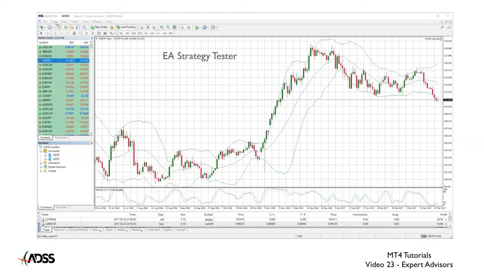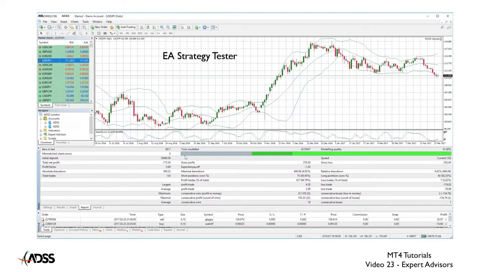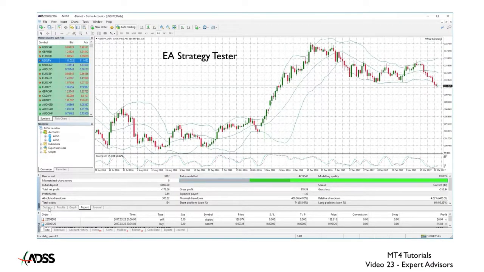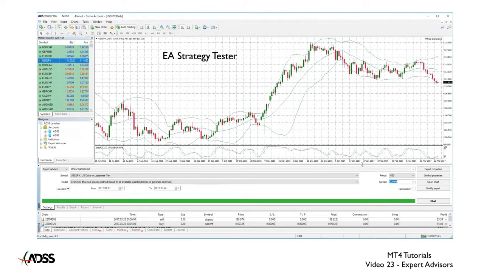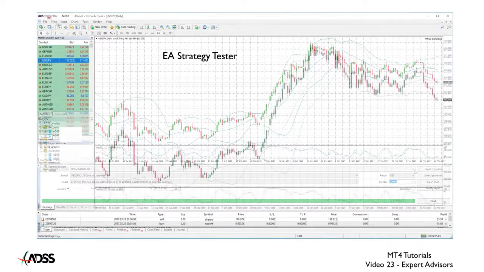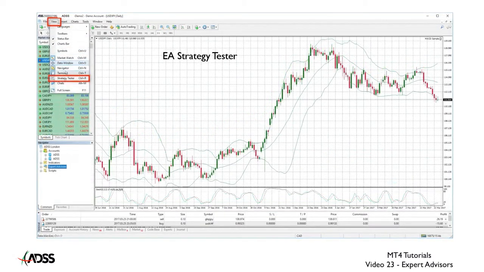MT4 also provides you with an option to backtest any trading expert advisor. It can look back at historical price action, but it cannot take into account the history of the spreads, which are higher during the off-peak times, and major news events, which often create volatility and even higher spreads. Simply click on View and select Strategy Tester.